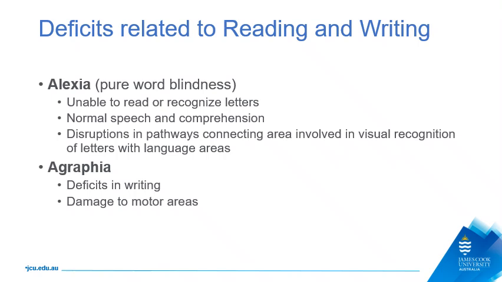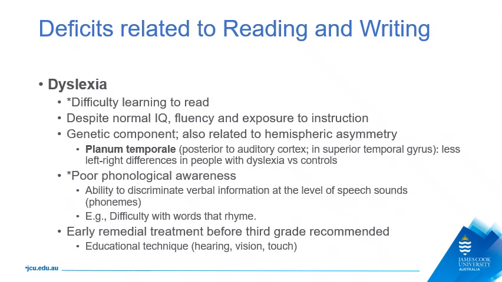And now we look at deficits related to reading and writing. So we have something called alexia. It is called pure word blindness. You won't be able to read or recognize letters. However, your normal speech is intact, and there are disruptions in pathways connecting areas involved in visual recognition of letters with language areas. And we also have agraphia. So you have deficits in writing, and there will be damage to motor areas.